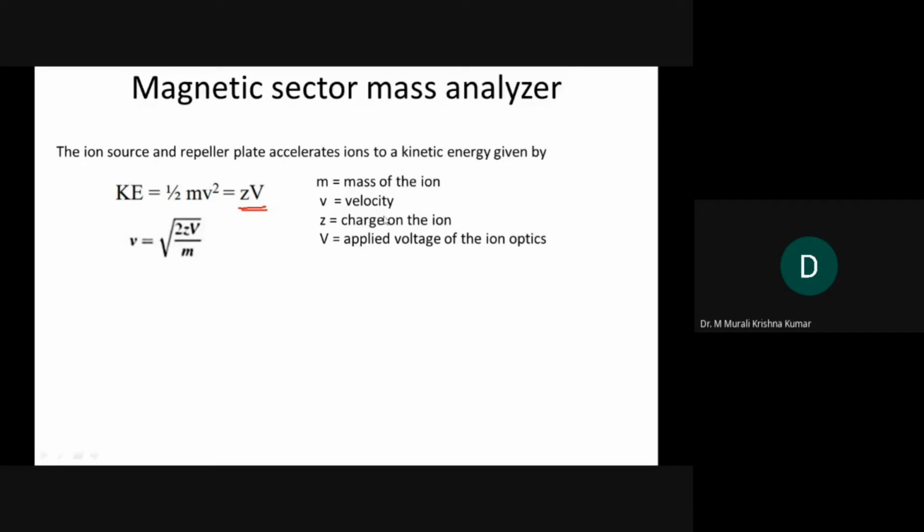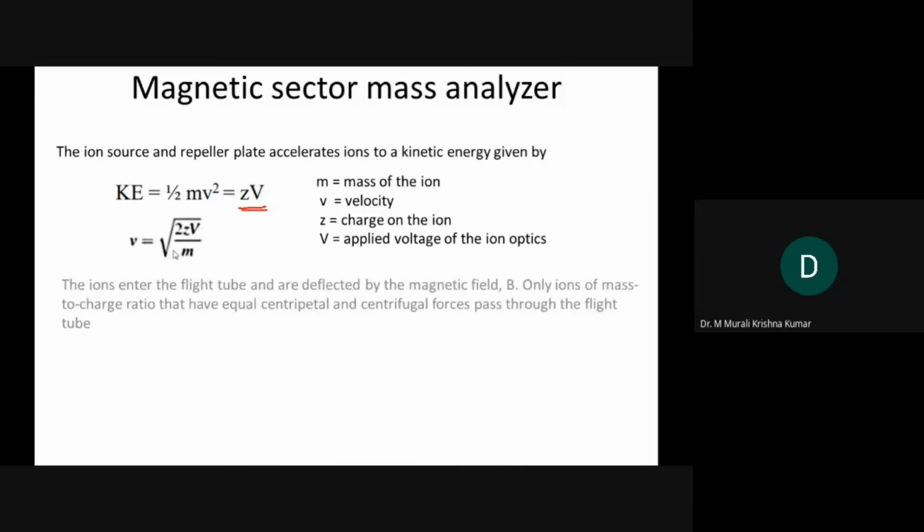Here m is the mass of the ion, v is the velocity of the ion in the pathway, z is the charge on the ion, and V is the applied voltage of the ion optics, the accelerator plates. If you rearrange this equation, v is equal to the square root of 2zV by m. So this is the formula for the initial energy that is provided to the ion.